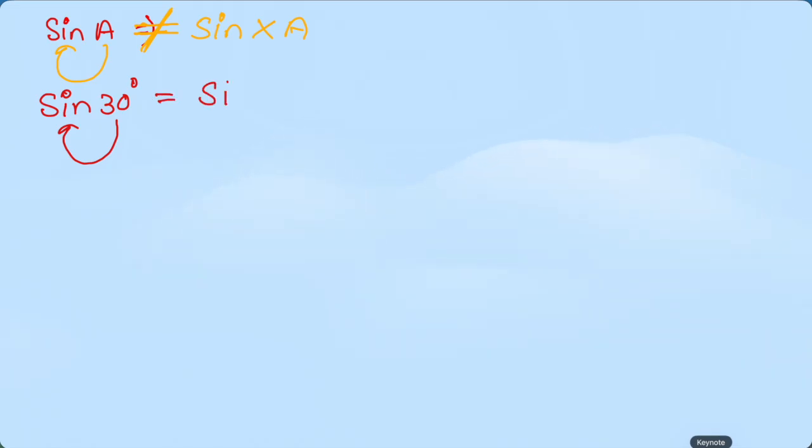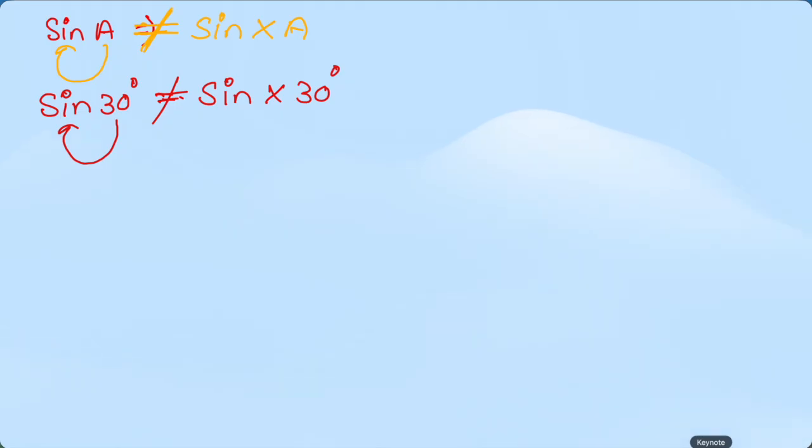If I am writing sin A, it means sine of angle A, right? I can't write it as sine into A. No, this is wrong. Clear? If I am writing sine 30 degree, it is sine of angle 30, meaning where there is angle 30, I am taking P by H related to that. I can't write it like sine into 30 degree. This is wrong. Hope it is clear.